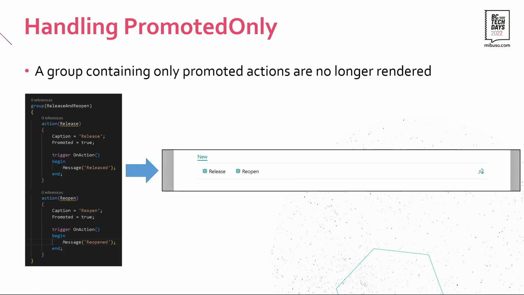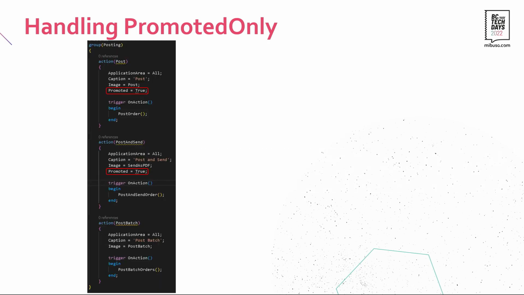Here's one of them we did. If you have a group of actions that are all promoted, in this case you have a group there, and both of the actions are promoted, we no longer render this on the right-hand side because you already have them available on the left-hand side. This is a screenshot that you see there. You can see that there are no actions on the right-hand side. So this is one change we did so that we can reduce the clutter and let users focus more on the left-hand side.